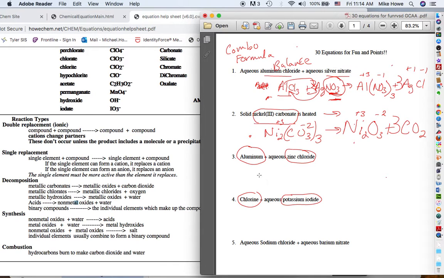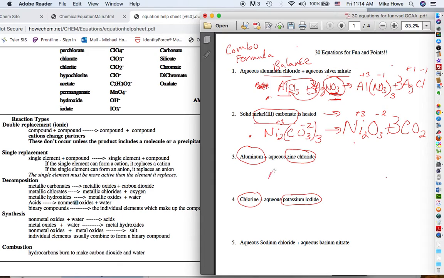All right, these two are both single replacements because they have an element and a compound. This sentence says, if the single element can form a cation, it replaces a cation, and if the single element can form an anion, it replaces an anion. So aluminum is a metal. Metals lose electrons. They make positive ions, which are called cations. So since the aluminum forms a cation, it will replace the positive part of this compound.